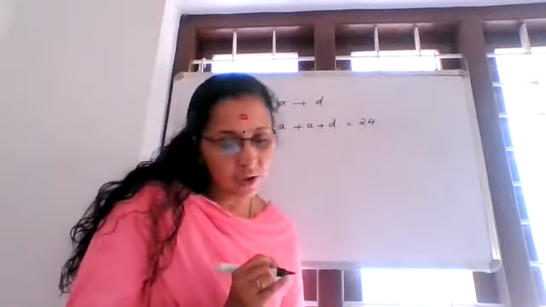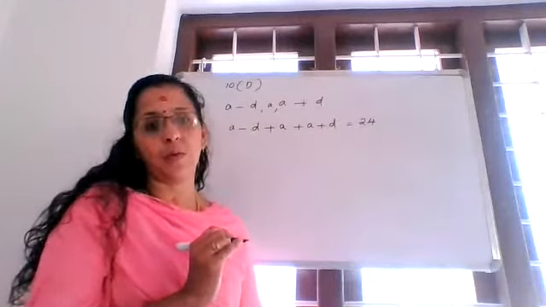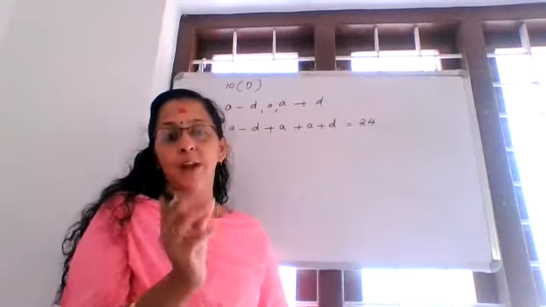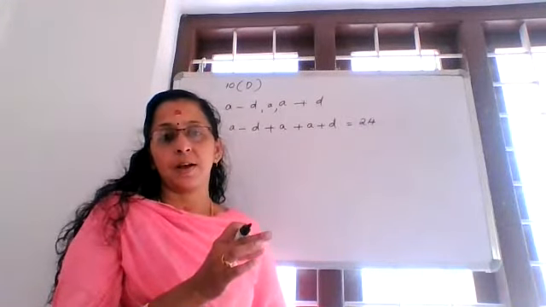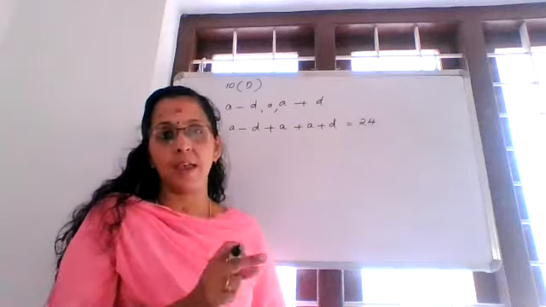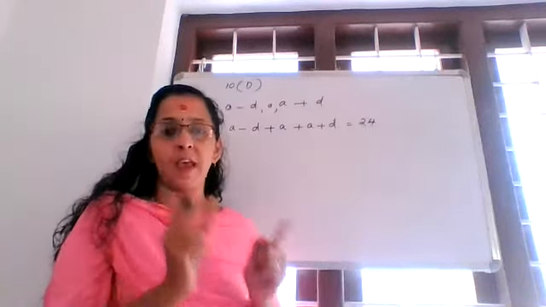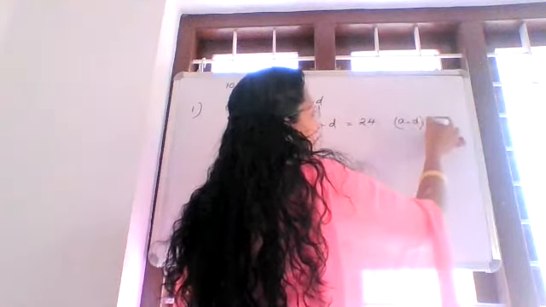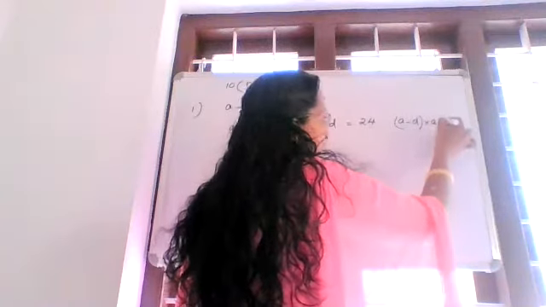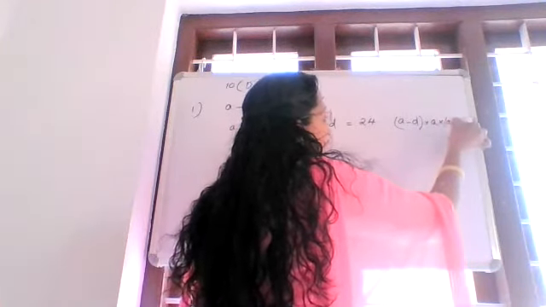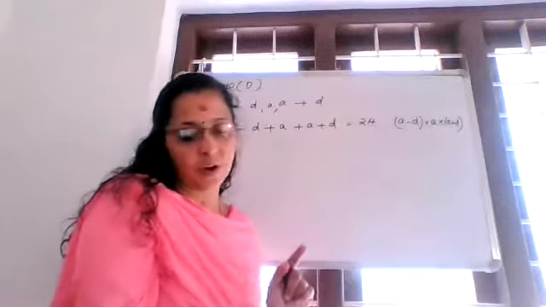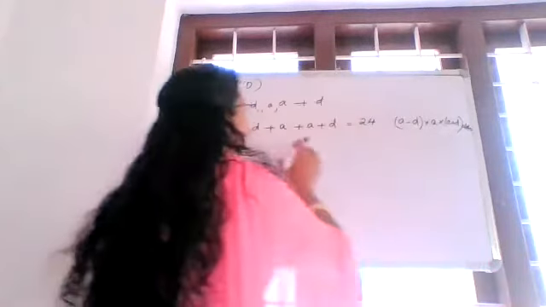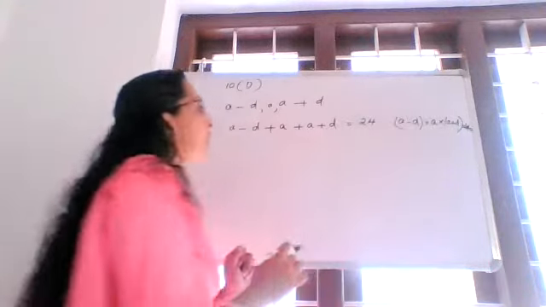Then listen to the next sentence. Whose product is 440? After doing this calculation, next what we want to do? Whose product is 440? Product means A minus D into A into A plus D, which is equal to 440. After simplifying this, we want to do this also. Okay, so first do this.